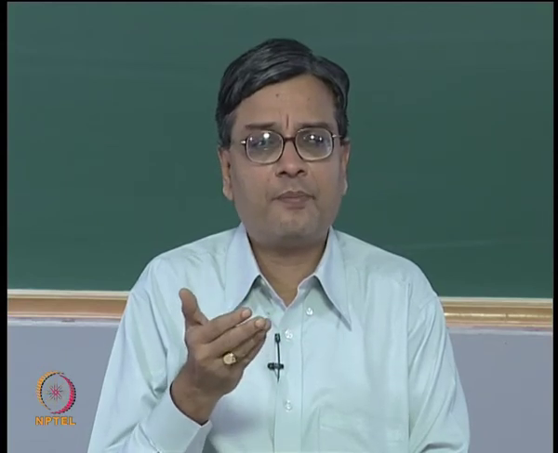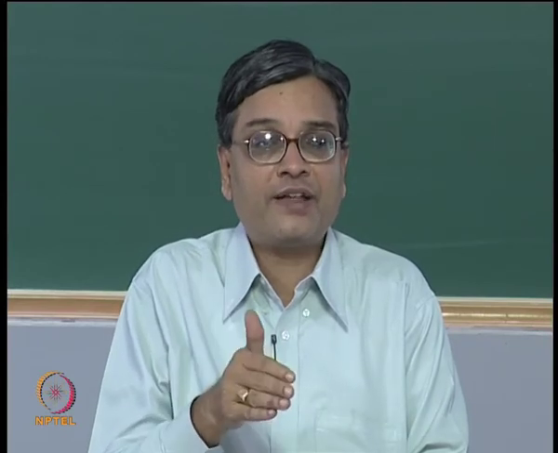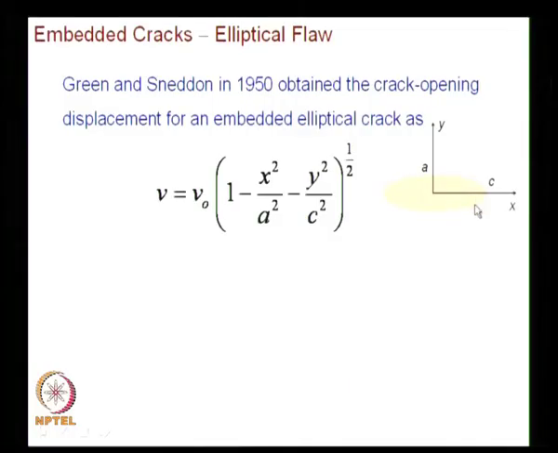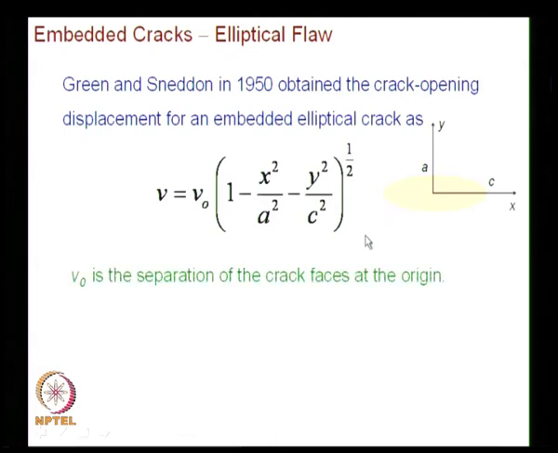This is a nomenclature primarily because a is the length of the crack. The definition of the length of the crack in a through the thickness crack is in one way. In the case of an embedded flaw or a surface flaw, a is more relevant. That is why the relevant portion is given as a. So, make that observation and put this sketch, where the semi major axis is c, semi minor axis is a. And V naught is the separation of the crack faces at the origin. So, initially Snedden obtained only the crack opening displacement.